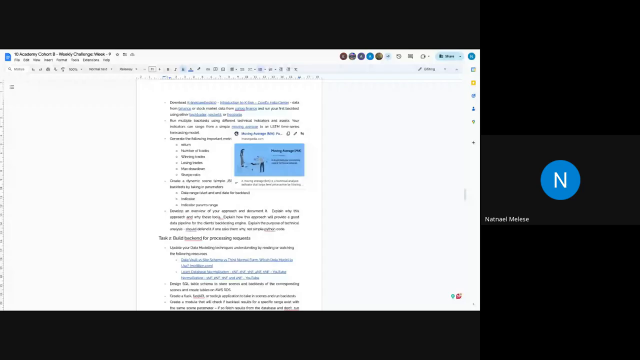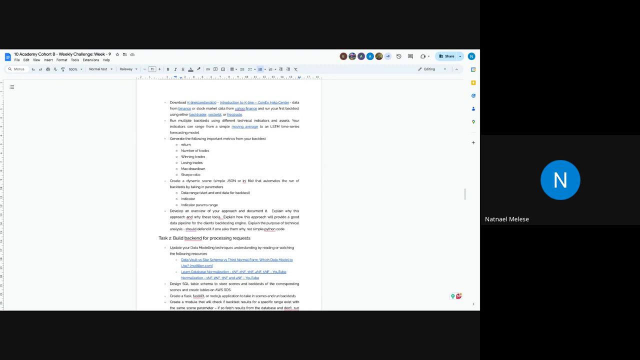Let's just continue. I think you lost me at running multiple backtesting using different technical indicators. So the next would be to generate metrics, which means what the return was, the number of trades, how many were winning trades, losing trades, max drawdown, and also Sharpe ratio. And the next part would be to create parameters, for example, date range. To apply those indicators, what is the date range?